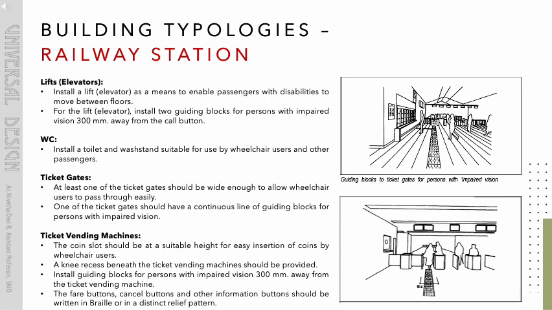Ticket gates. At least one of the ticket gates should be wide enough to allow wheelchair users to pass through easily. One of the ticket gates should have a continuous line of guiding blocks for persons with impaired vision.